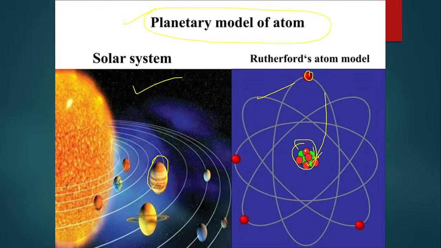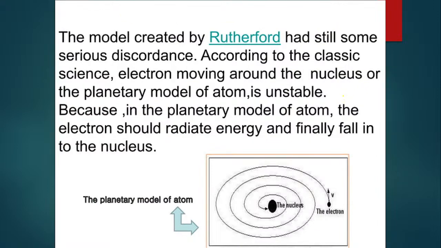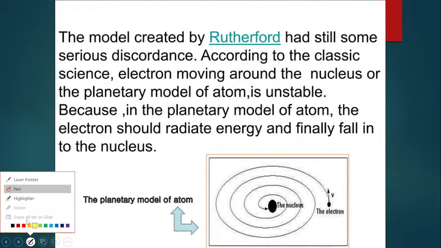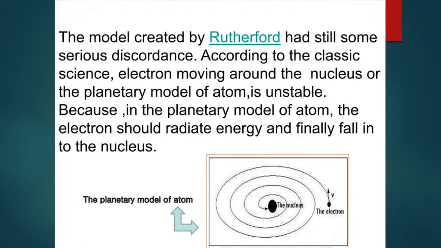So this nucleus is like the sun, and just like the planets revolve around the sun, similarly the electrons revolve around the nucleus. Clear? Now see what limitations came. The model created by Rutherford has a serious discordance. According to classical science, the electrons moving around the nucleus in the planetary model of the atom is unstable, because the electrons should radiate energy and finally fall into the nucleus.